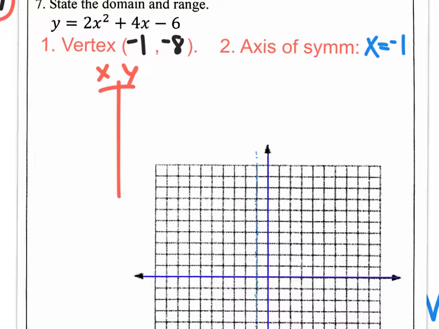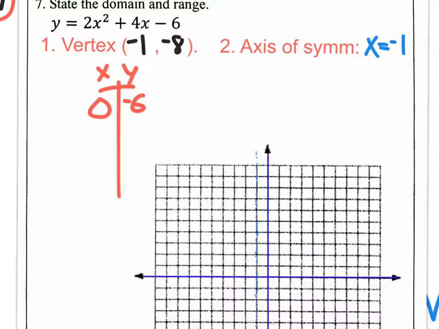So which number would be the easiest to plug in? What would you say? 0 would be easy, right? And 0 is on the left side of the axis of symmetry or on the right side of the axis of symmetry? Right. It's on the right side. Okay, so let's just keep that in mind. Plugging in 0 is cake. Check it out. 0 squared times 2 is still going to be 0. 4 times 0 is still going to be 0. And 0 plus 0 is 0. Minus 6, what do you get as an output? -6. Okay? So the coordinate 0, -6 is an actual coordinate.